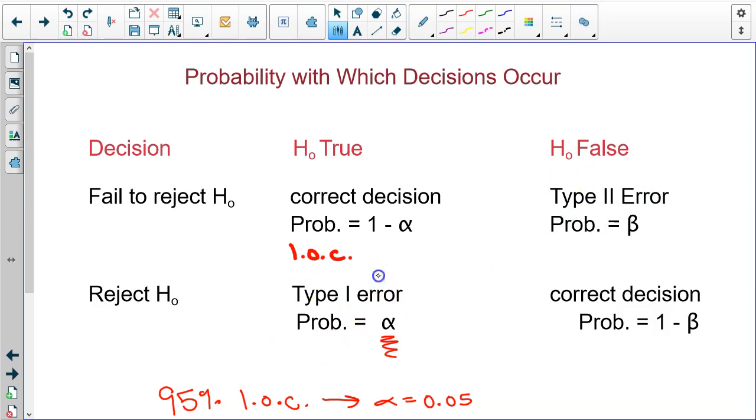So alpha is the probability of making a type 1 error. Beta is the probability of making a type 2 error. 1 minus alpha, which is our level of confidence or our confidence level, that's the type A correct decision, and then 1 minus beta is the type B correct decision. B, beta, A, alpha. It should make sense in your brains, right? A is alpha in the Greek alphabet.